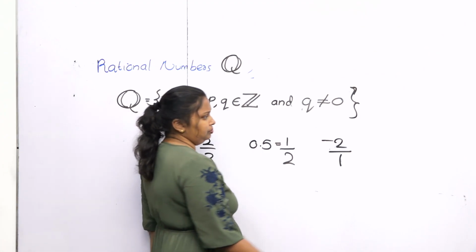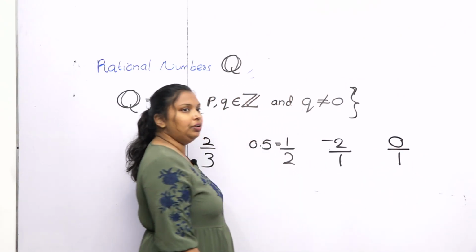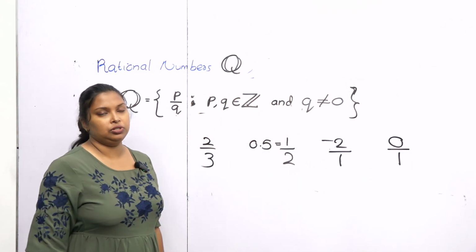How about 0? Is it a rational number? 0, how can you write 0? 0 we can write as 0 over 1. 0 divided by 1 is 0.